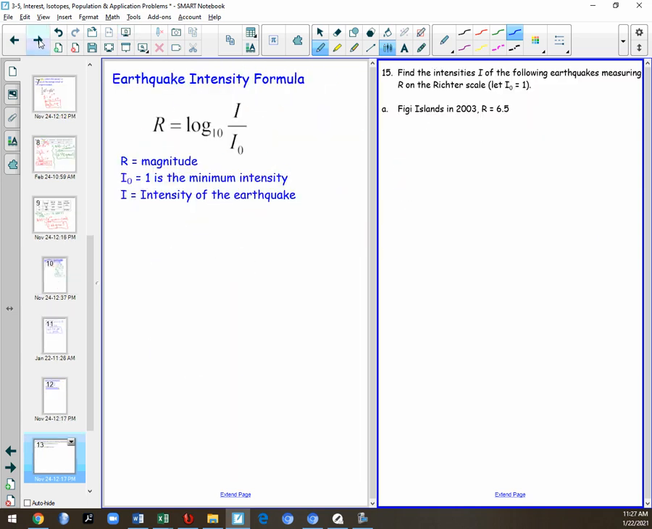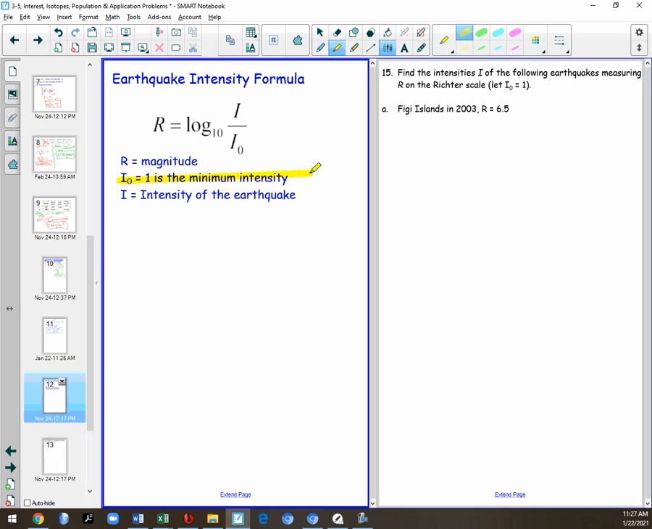Next, we're going to be talking about earthquakes. Earthquakes and the intensity of them. R is equal to the magnitude, the log base 10 of I over I sub 0. I sub 0 is equal to 1, the minimum intensity. That is the minimum that you can use, okay? I is the intensity of the earthquake. In other words, how far out it's going to go. All this is a simple plug and chug of this formula.